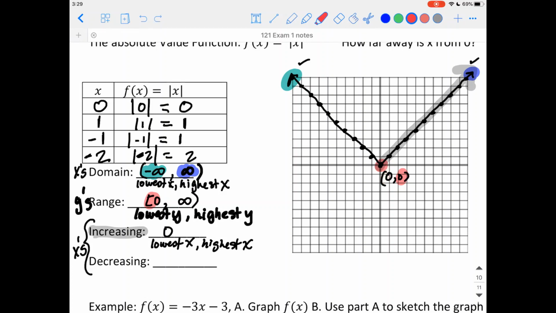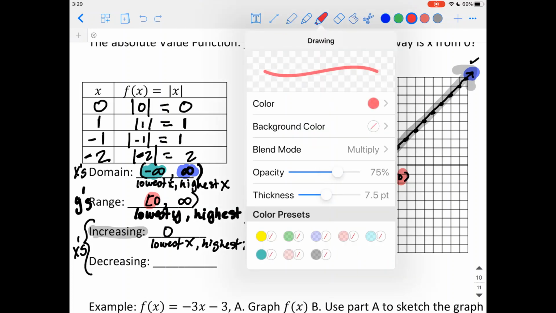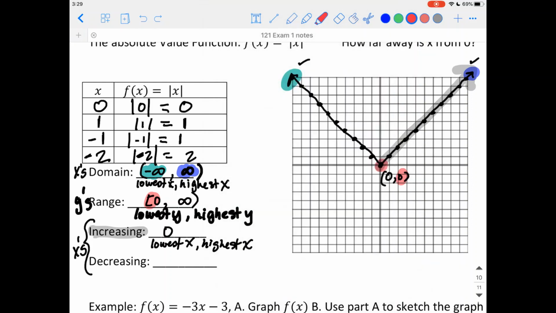This 0 right here is this 0 right there, with a parentheses always. And the highest x is technically this blue arrow, the same blue arrow here, because we're going forever to the right. It's going to be infinity with the parentheses.